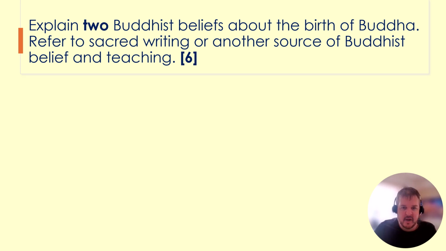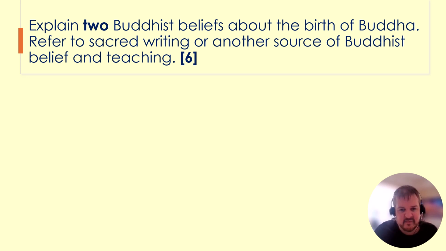Okay, a 6-mark question is in front of you here. Explain 2 Buddhist beliefs about the birth of Buddha. Refer to sacred writing or another source of Buddhist belief and teaching. 6 marks. So how do you get the 6 marks for these questions? The first 2 marks are exactly the same. You give 2 straightforward, simple beliefs about the birth of Buddha.